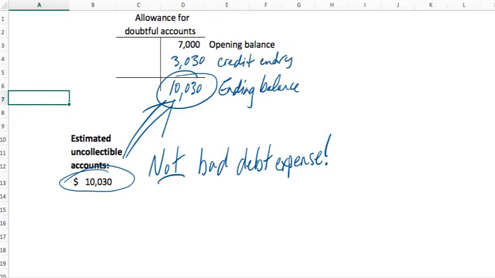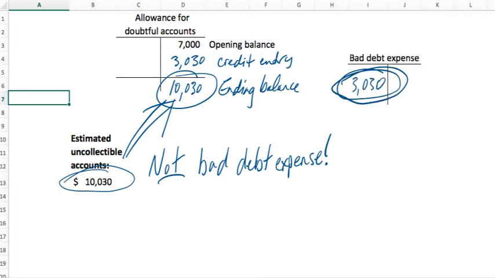And in this case, that would be a credit entry of $3,030. It's almost always a credit entry unless it's some type of correcting entry or something like that. So we've got a $3,030 credit entry. For every credit entry, we need a debit entry. Remember, debits always have to equal credits. And in this case, that debit would go to bad debt expense. And that answers your question.